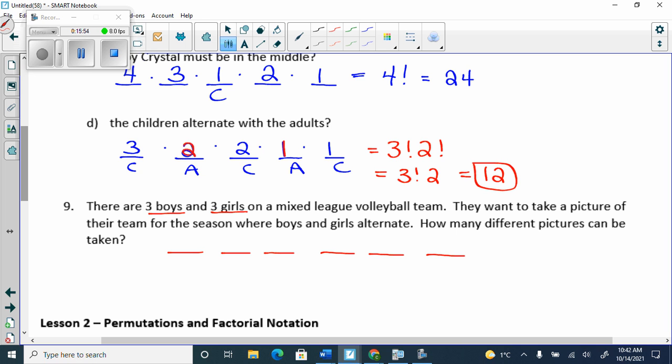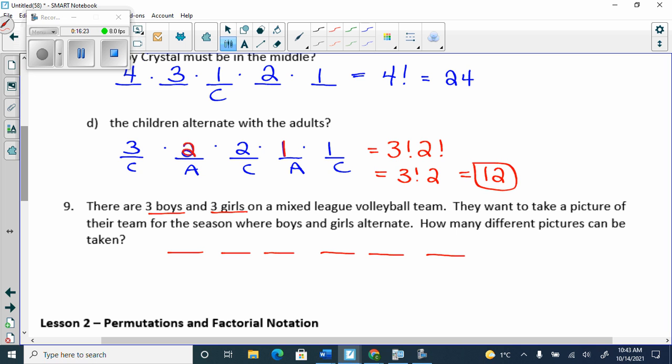Now, when I had 3 children and 2 adults, I knew I had to start with children in order to make them alternate, correct? But when I have an even amount, watch yourself. When I have an even amount, I can start with what? Boy, or means what? New case. And. No, you can't just change it to an and. Oh, plus. Yes. That's what I was going for. Okay, so we can start with a boy, or we could start with a girl.